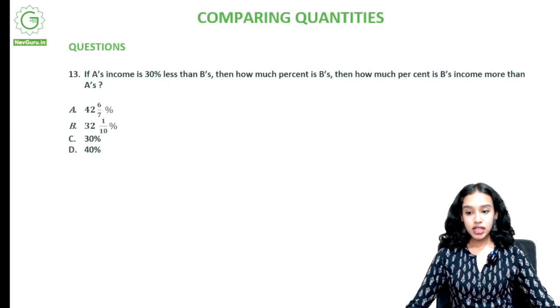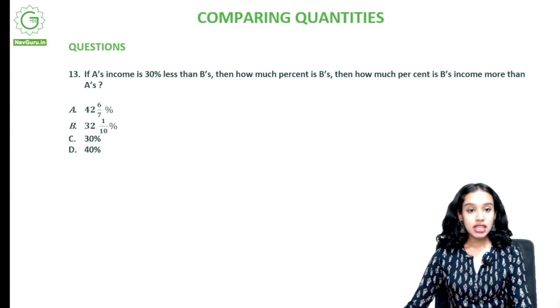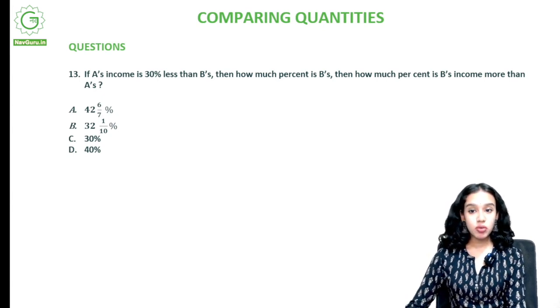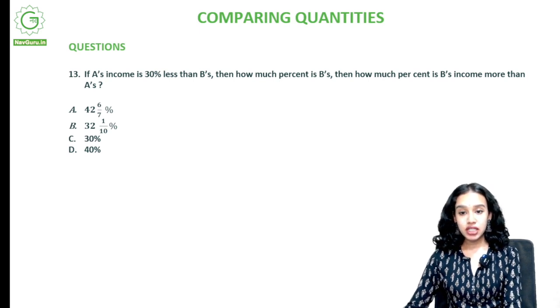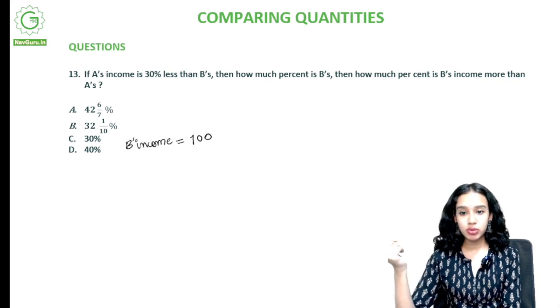Let's move on to the next question from comparing quantities. If A's income is 30% less than B's, then how much percent is B's income more than A's? So here let's consider B's income to be 100. That is like the total, right? Out of 100 we are talking about. So let's take B's income to be 100.